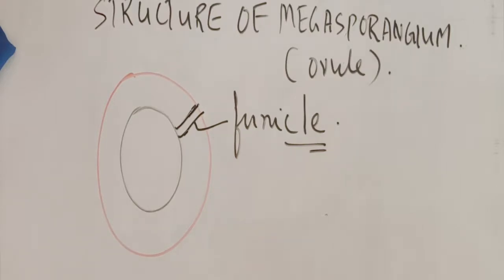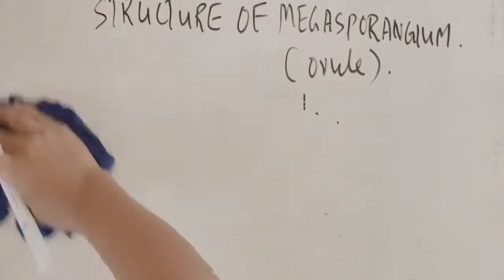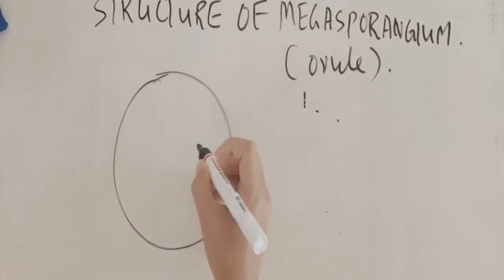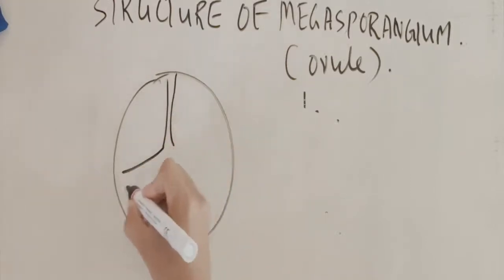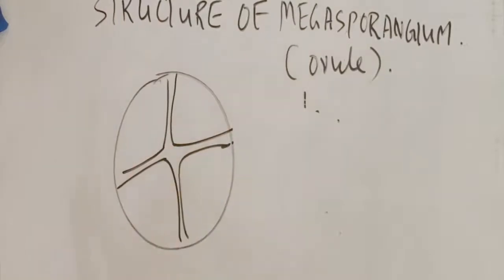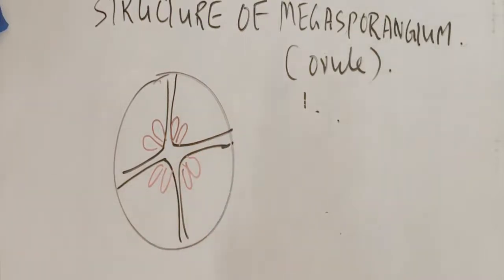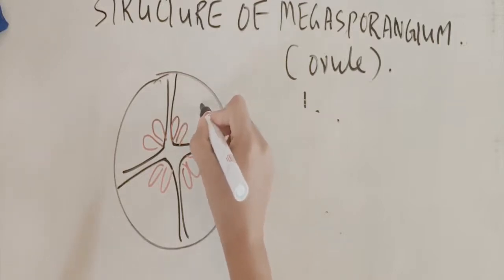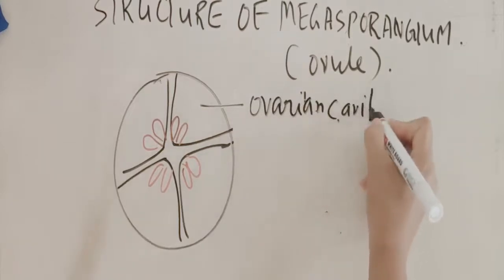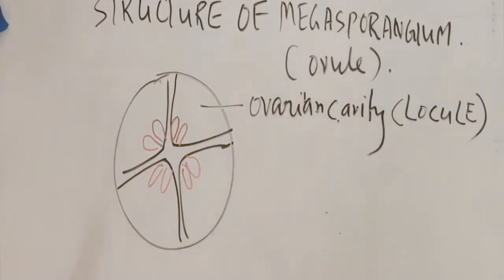For example, the funicle attaches the ovule to the ovary. Take an orange; when you cut it, inside the ovary there is a cavity. This is called the ovarian cavity. I am just introducing you to some important terms which occur inside the ovary.